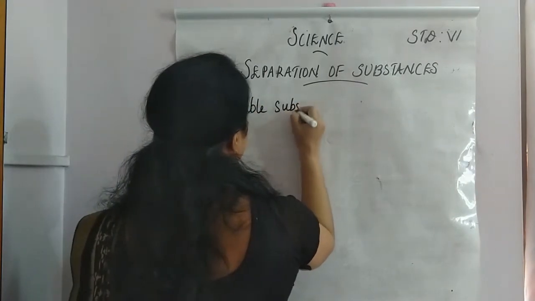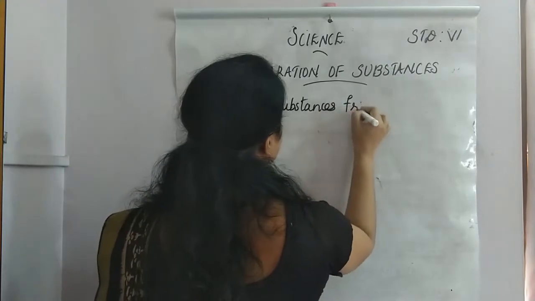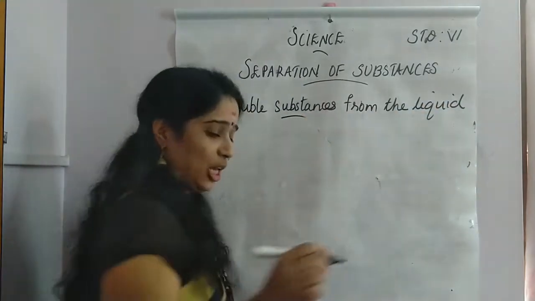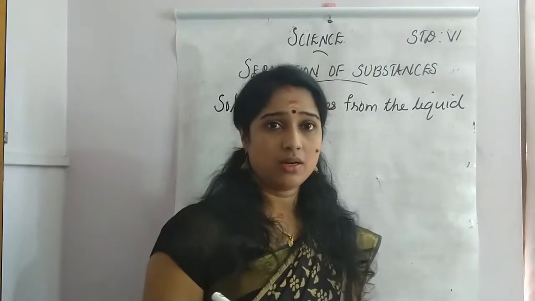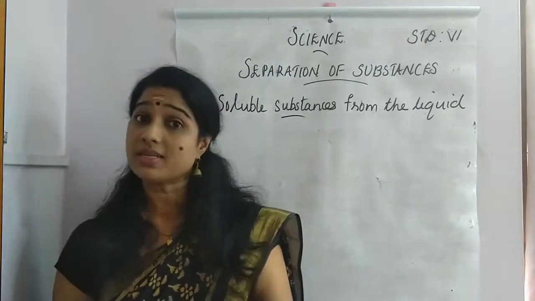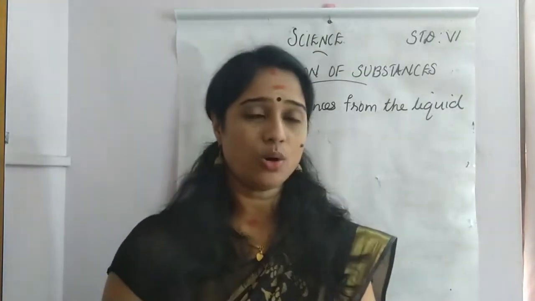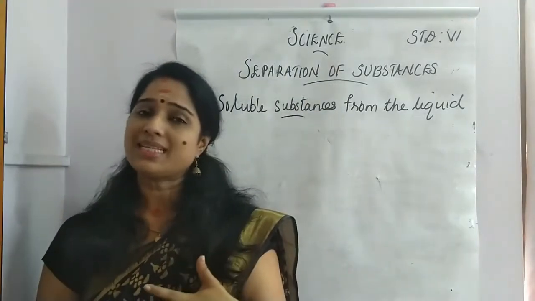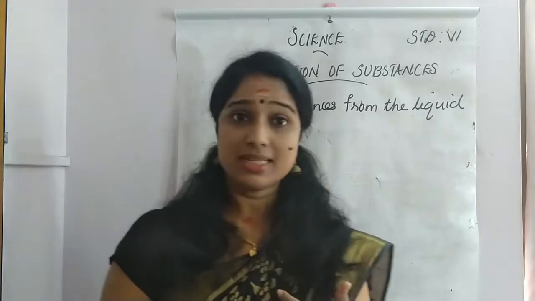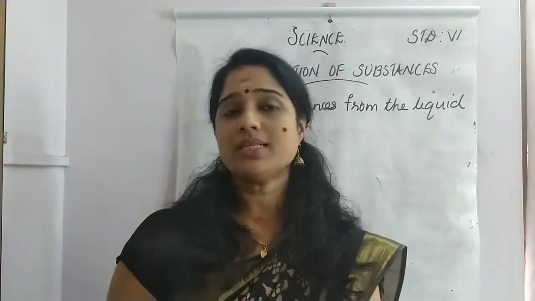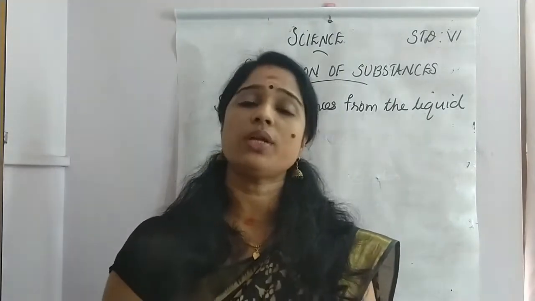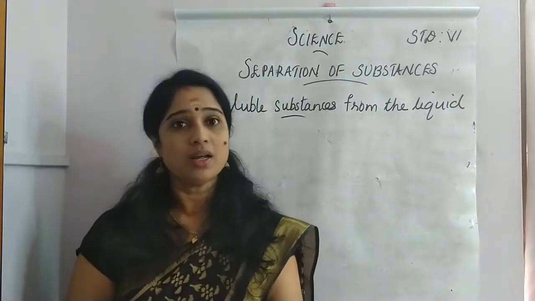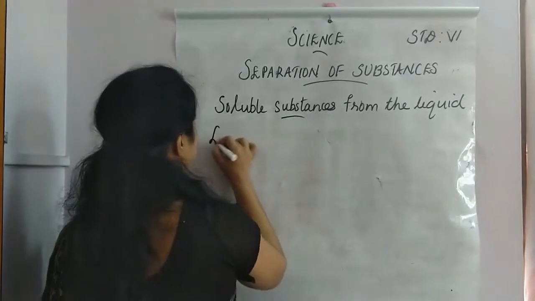Separation of soluble substances from the liquid. How can we separate soluble substances from a liquid? Can you say an example of soluble substances? Substances that can dissolve in the liquid are known as soluble substances. Yes, right. Salt is an example. Then sugar is an example. All these are substances that can be completely dissolved in water. So in such a condition also we can separate these soluble substances from the liquid. And the main important method is evaporation.